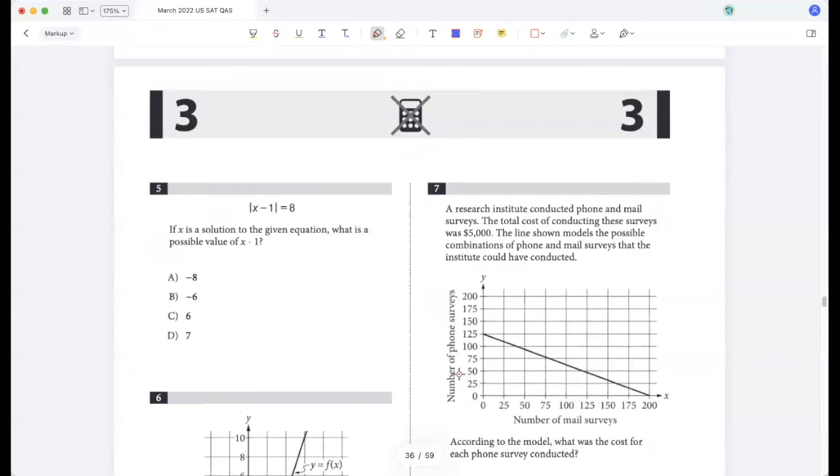If x is a solution to the given equation, what is the possible value of x minus 1? So if the absolute value of x minus 1 is 8, then x minus 1 can be plus or minus 8. So it will be A.